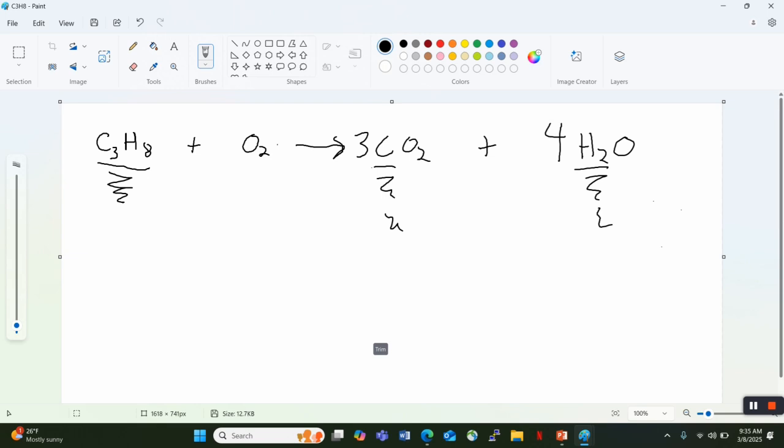Now the only discrepancy we have left is an oxygen. On the left-hand side of the equation, we have 2. On the right-hand side of the equation, we have 10. So we can easily account for that by giving oxygen a coefficient of 5. Now let me just clean up this mess that we've made.